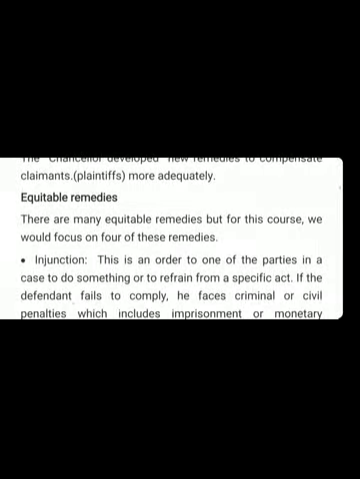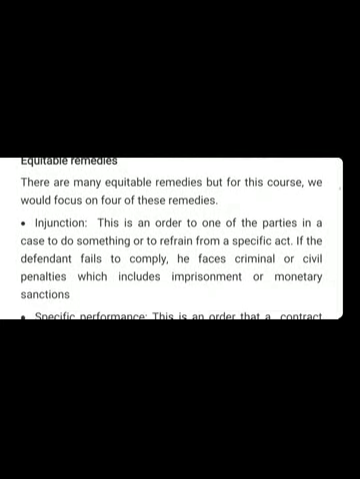Let's continue. Let's go to equitable remedies. Now, there are many equitable remedies. We have injunction, specific performance, accounts of profits, rescission, rectification, equitable estoppel, constructive trust, subrogation, and many others. But we are going to dwell on just 4 of them in this course. So if I were you, I would learn these 4 and know how to use them. Now, the first one is injunction.